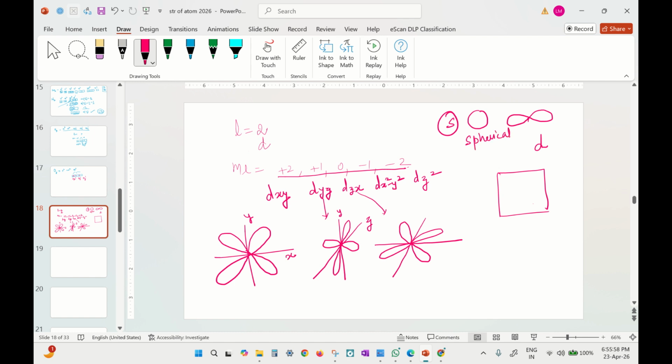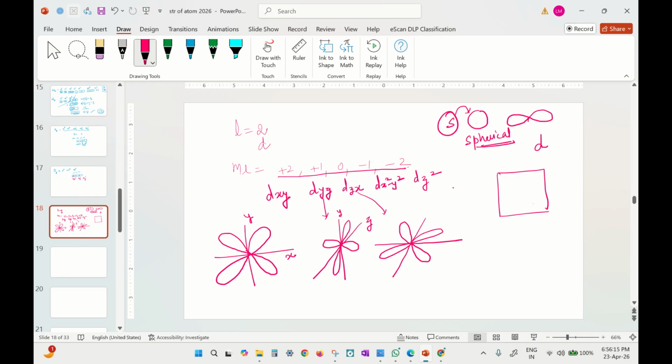Even S is spherical. But what we can do on the paper is a 2D diagram only, no? Understood? So all these are spaces. How can spaces be flat? Spaces have to be 3-dimensional, na?